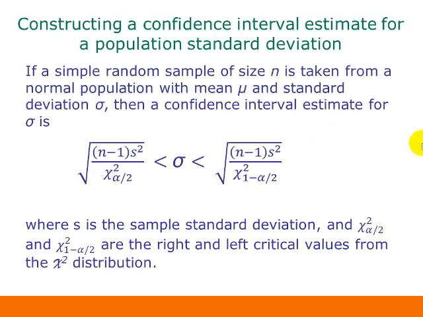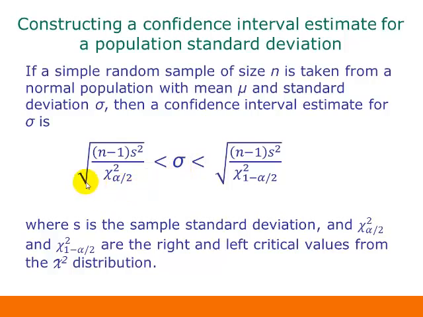Now, to construct this confidence interval, because our distribution isn't symmetric and our critical values are completely different, we just do the two limits separately. We don't actually talk about a margin of error in this case. So here's how we find those two limits. Notice our population standard deviation is in the middle of our interval.